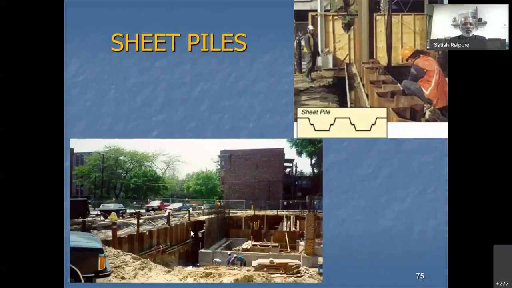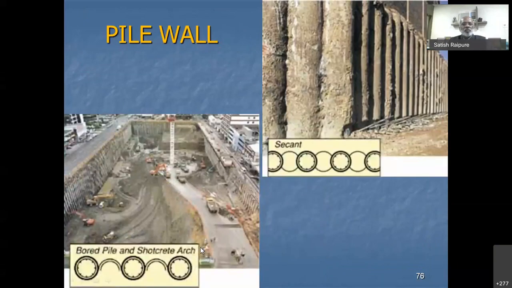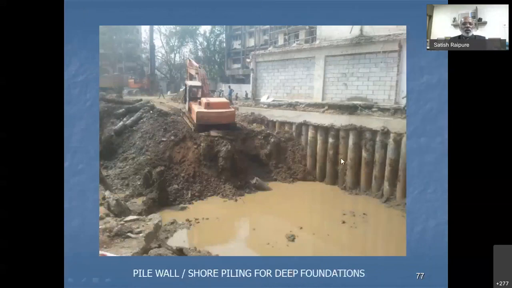The same type of soil retention in sheet piles. There also, instead of ledges, the sheets are used, and you can see the steel members which are embedded into the soil. This is the pile wall. This is a little bit costly affair, but it is the safest. This cannot be reused. You can see these piles are provided all along the boundary of the plot, so that there won't be any problem to the adjoining structure.